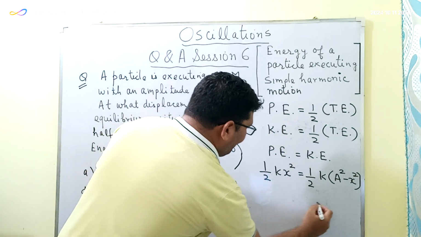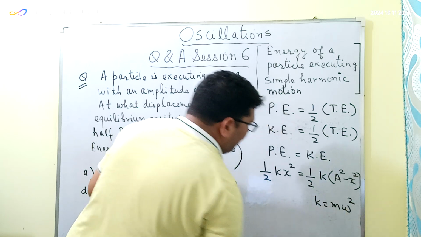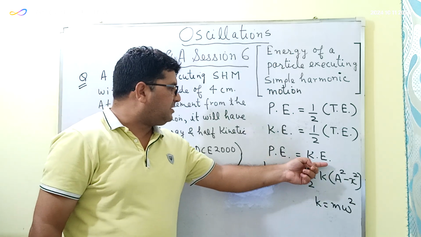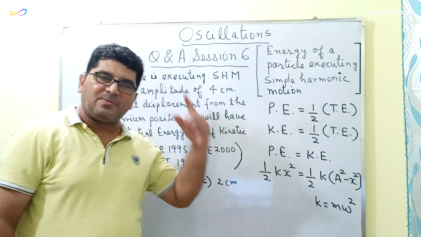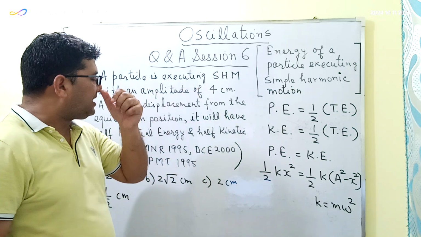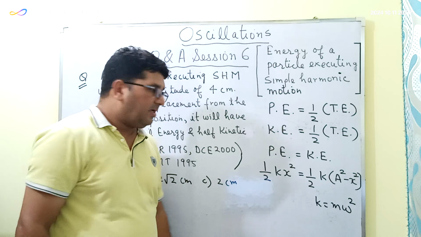Now the value of k is equal to m omega square, and we have already derived the equations of the potential energy, the kinetic energy and the total energy in the previous session, that is, in session number 5. So this session is basically in continuation of session number 5.